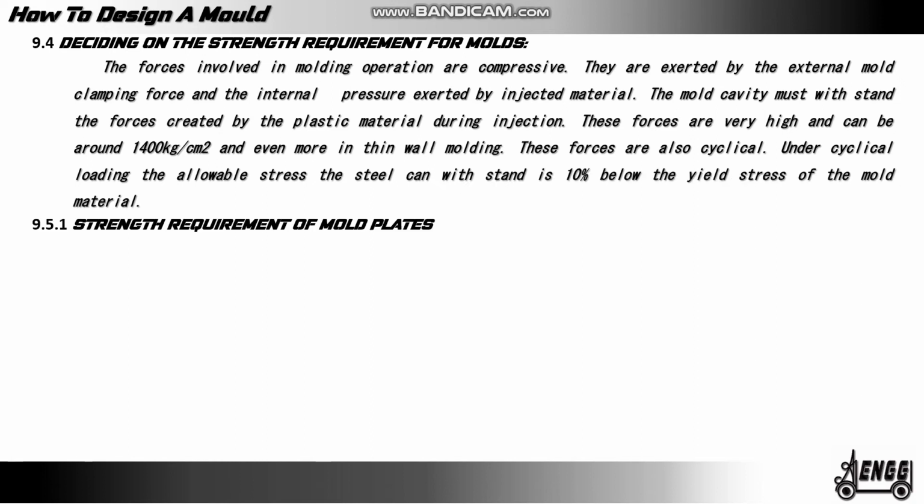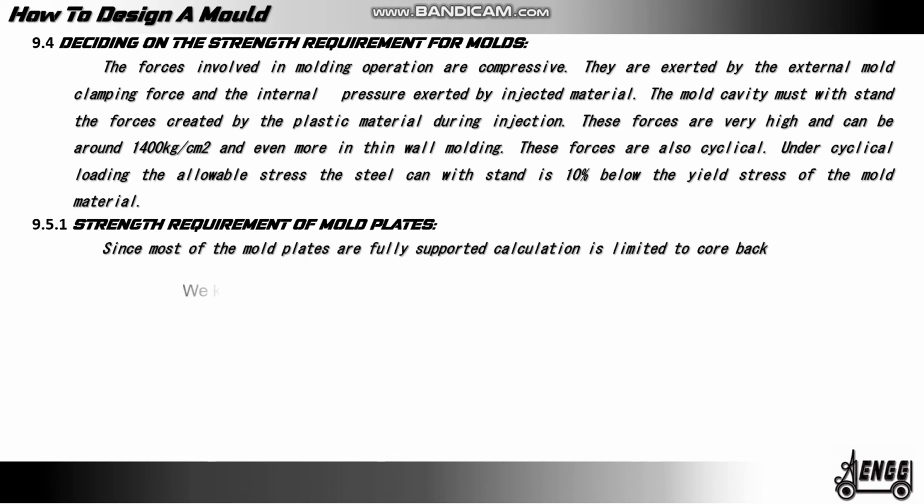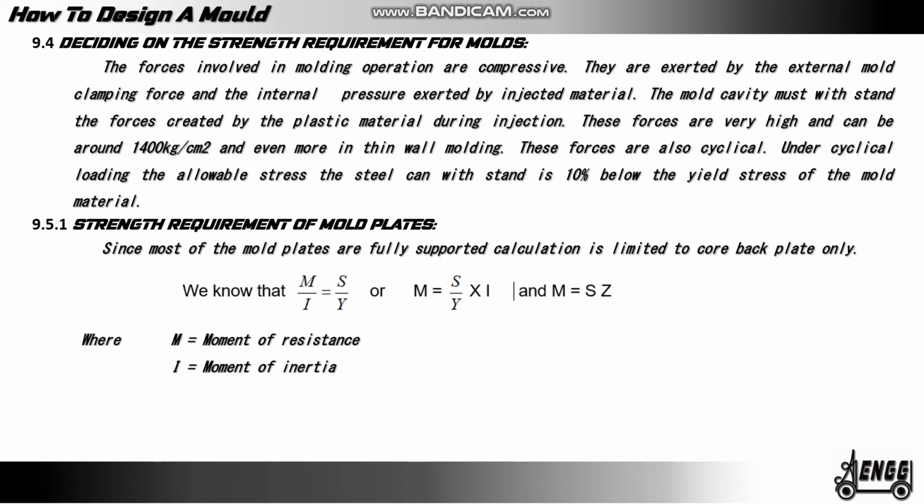Strength requirement of a mold plate. Since most of the mold plates are fully supported, calculation is limited to the core backplate only. We know that M/I = S/Y, or M = (S/Y) × I, where M is the moment of resistance, I is the moment of inertia, S is the bending stress, Y is the distance from the neutral axis, and Z is the section modulus.